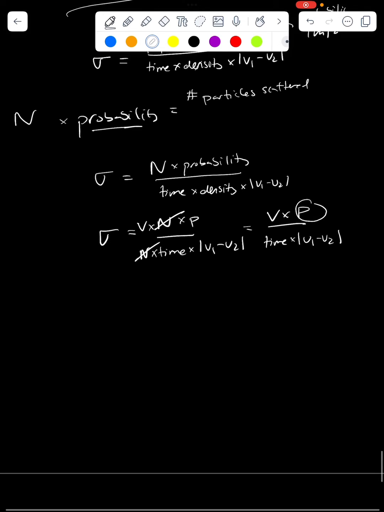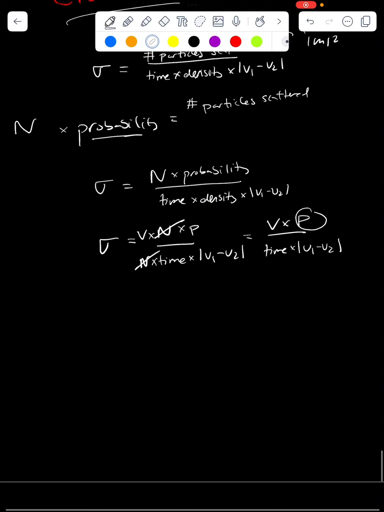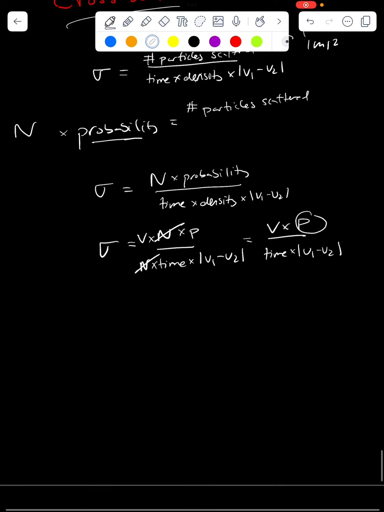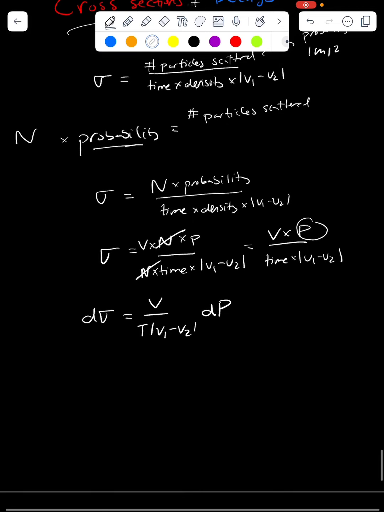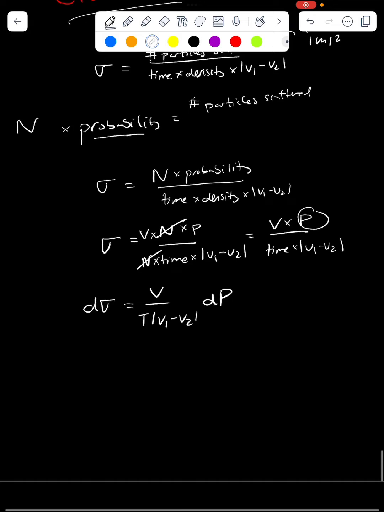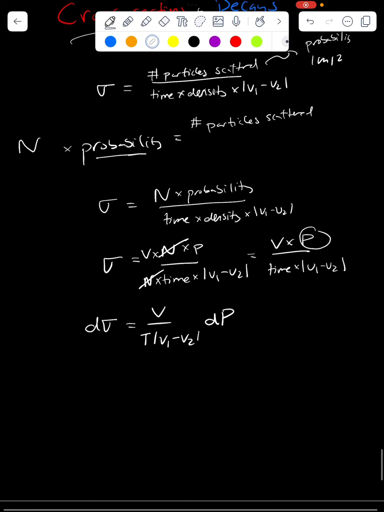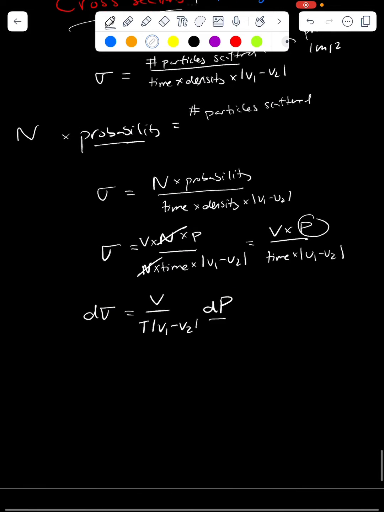So now what we can look at is the differential cross-section. And that's an infinitesimal cross-section. And that's going to be equal to the volume, again, over time, times relative velocity, times an infinitesimal probability. Now what is the infinitesimal probability supposed to be equal to?